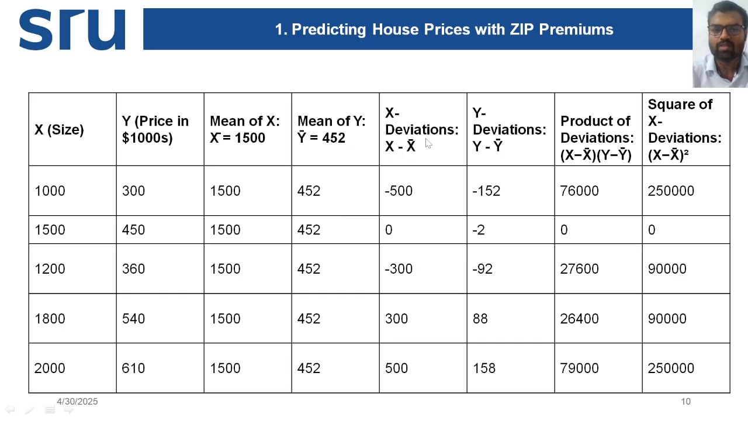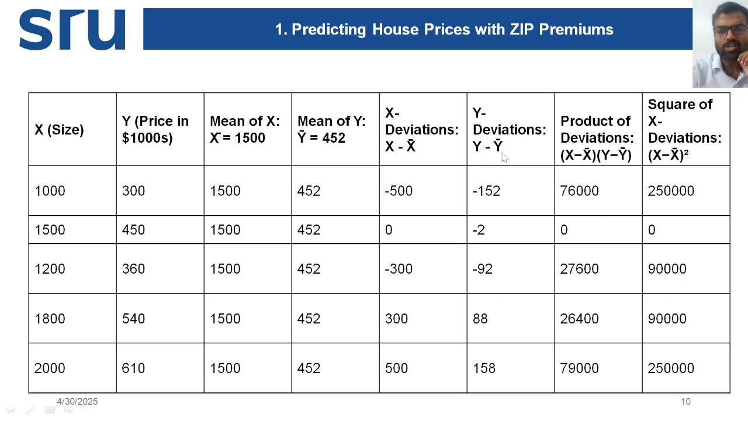Next, the x deviations. We are looking at how the deviations are distributed in the x sizes. The formula is x minus x bar, where x bar is the mean of x. So 1000 minus 1500 is minus 500. 1500 minus 1500 is 0. 1200 minus 1500 is minus 300. 1800 minus 1500 is 300. 2000 minus 1500 is 500.